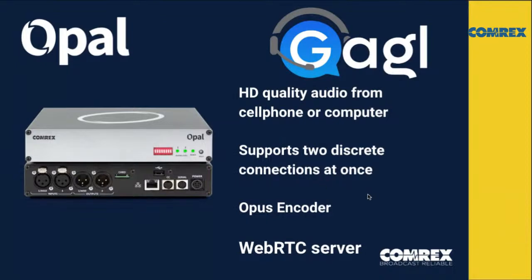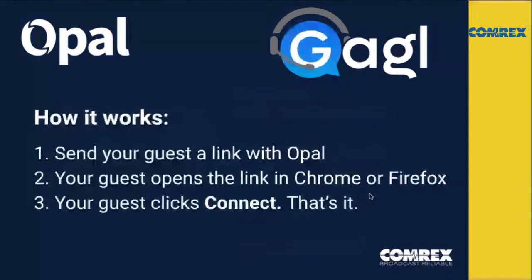But if you're considering Opal, please give us a call and we can talk to you about how all that works. Opal is very simple. You basically go into the back end of it and you create a guest link with Opal, and you'll send that to a guest. When they click on it, it's going to automatically open up a Chrome or a Firefox or whatever your default browser is that supports WebRTC. And then you hit the connect button, and that's pretty much it.